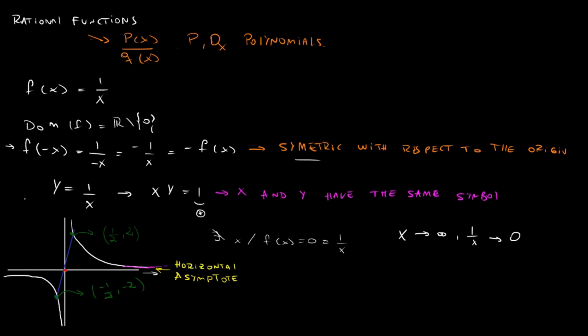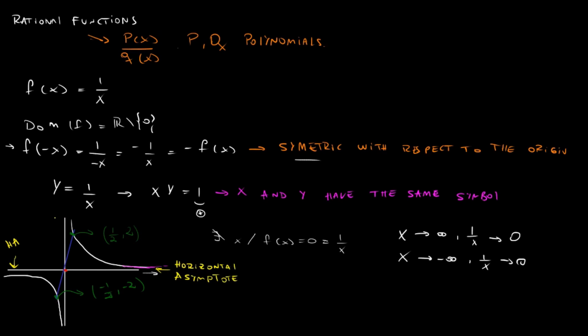Well, if you pay attention, you can notice that the same happens here. When x goes to -infinity, then 1 over x will also try and go to 0. So we also have a horizontal asymptote here.